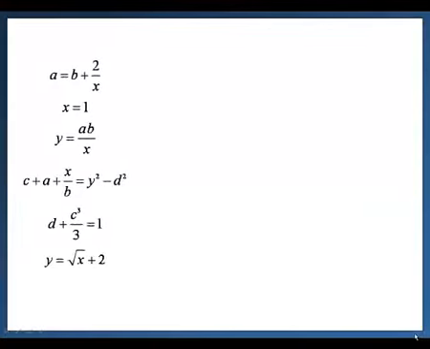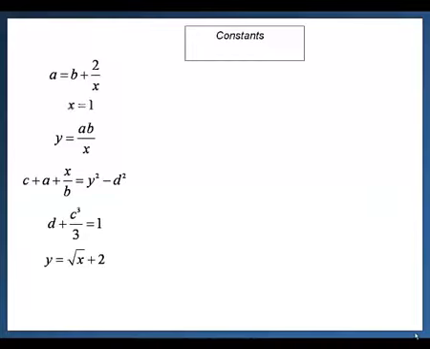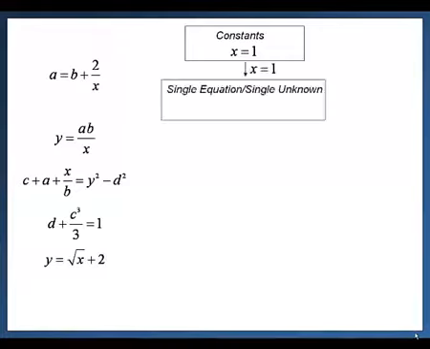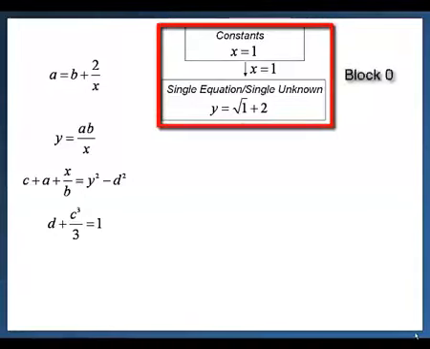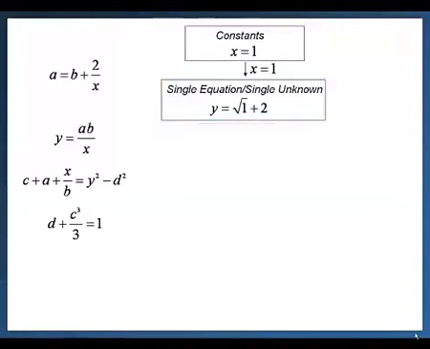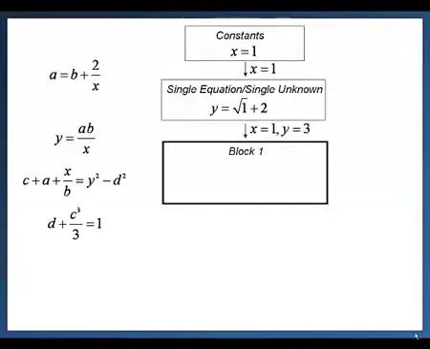First, EES is going to recognize constants, that is, variables that are directly assigned a value. Here x equals 1 falls into that category. Next, EES recognizes single equations and single unknowns. Because the value of x is now known, the equation y equals the square root of x plus 2 is a single equation in the unknown variable y. The constants and single equations are grouped together in what is referred to as block 0, and they are all solved before moving on. Next, EES looks for subsets of equations that can be solved together.